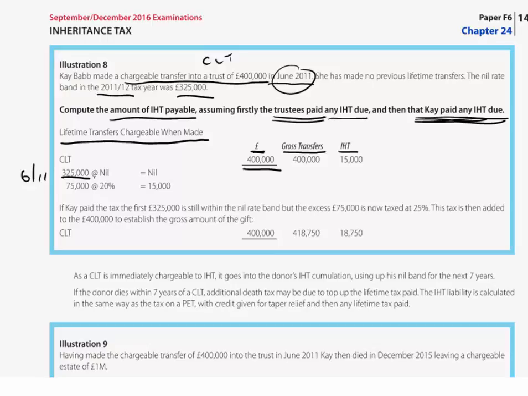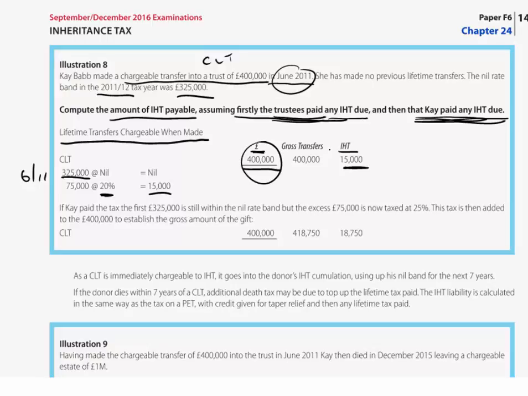But it now pushes £75,000 out of the nil rate band. So assuming firstly that the trustees paid any IHT due, that makes it a gross transfer. If it is a gross transfer, the tax charge is 20%. 75,000 at 20% is 15,000. Put the tax in your tax column, £15,000.